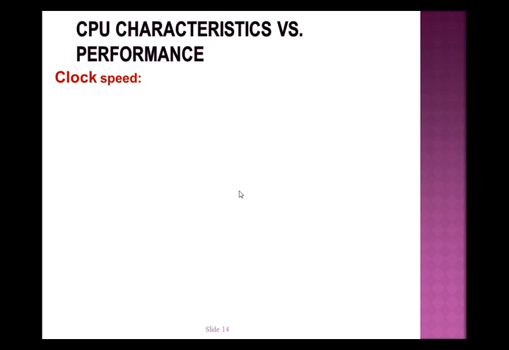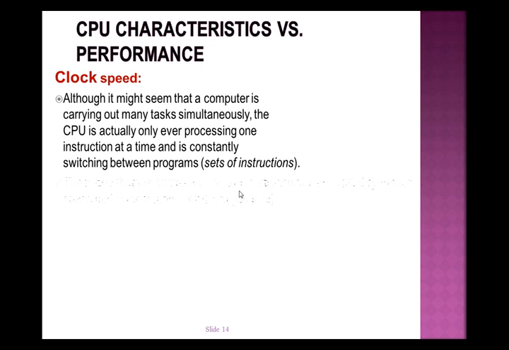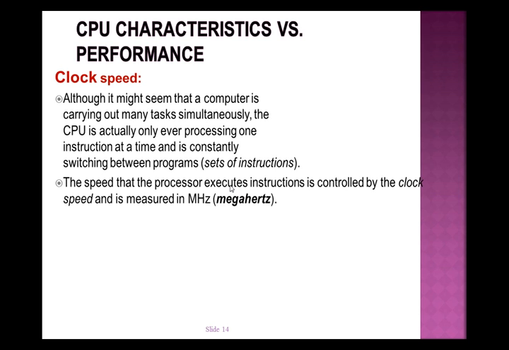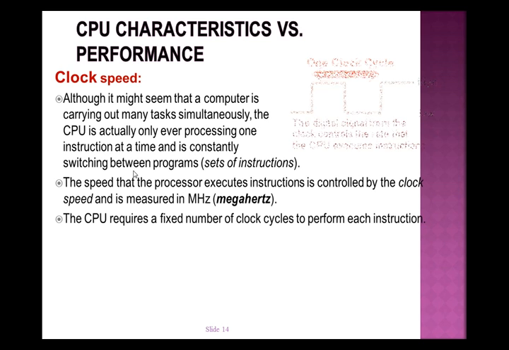Now, CPU characteristics versus CPU performance. First of all, clock speed. Although it might seem that a computer is carrying out many tasks simultaneously, the CPU is actually only ever processing one instruction at a time and is constantly switching between programs. Even though it executes very fast, it executes only one instruction at a time. The speed at which the processor executes instructions is controlled by the clock speed and measured in gigahertz. The CPU requires a fixed number of clock cycles.